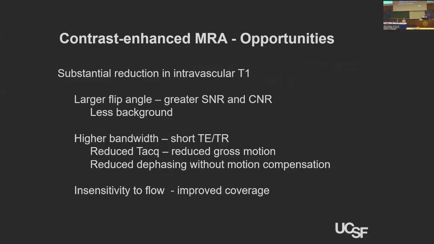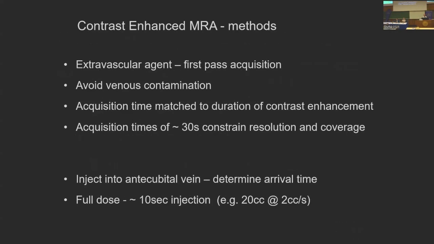And finally, this insensitivity to flow, this ability to attain a shortened T1 throughout the vascular territories, provides the ability to have improved coverage. In general, with gadolinium techniques, the extravascular agents as a first pass acquisition is usually used.